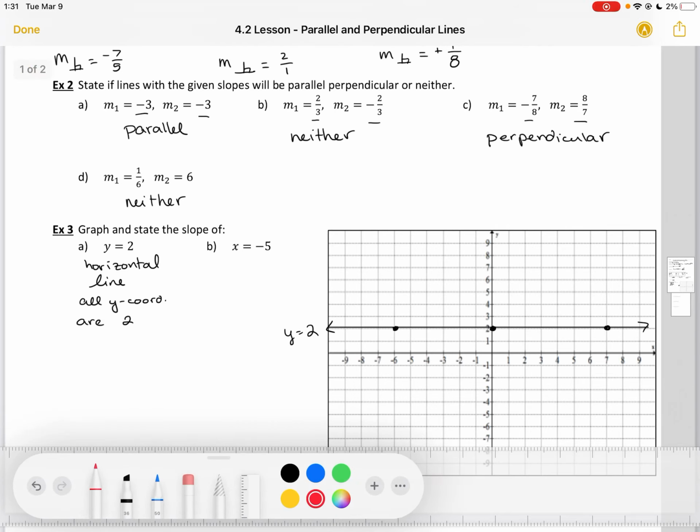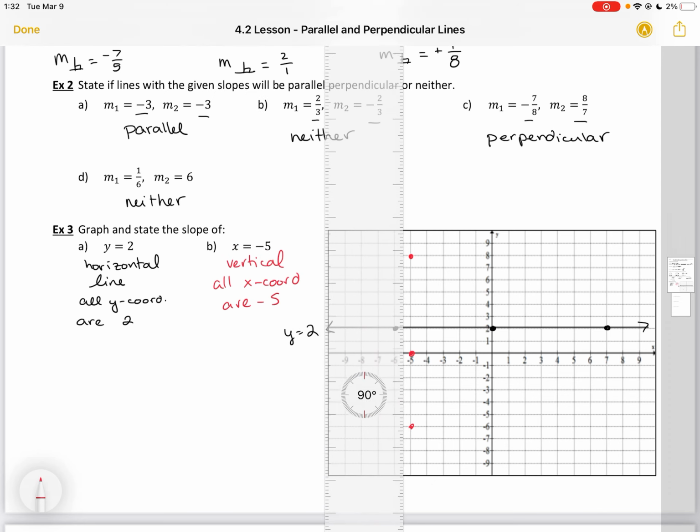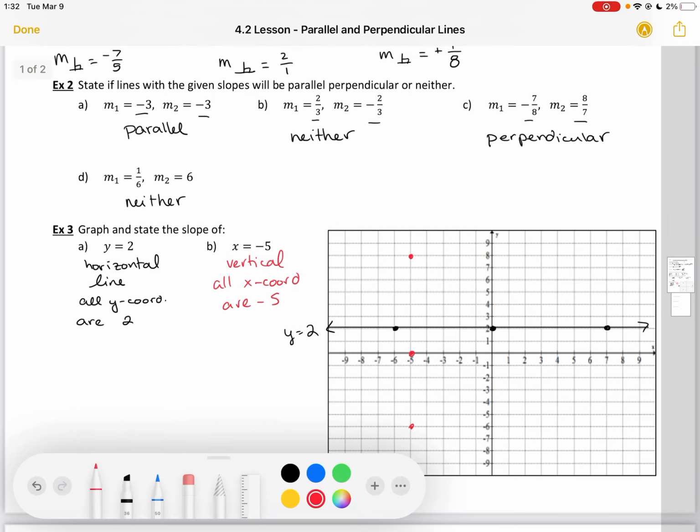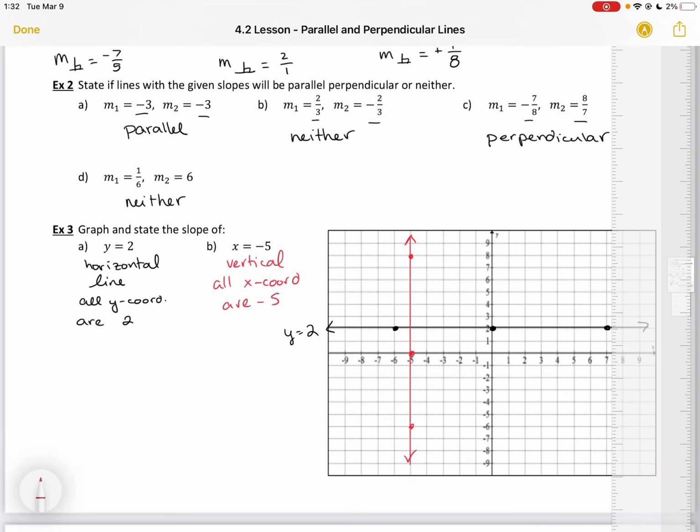The line x equals -5 is a vertical line, and that means all my x coordinates are -5. So I'm going to put a coordinate right here at -5. I'm going to put another one up here and another one down here. Then, using a ruler, I'm going to connect those dots, and that is my vertical line, x equals -5. So the slope of my vertical line is undefined, and the slope of my horizontal line is 0.